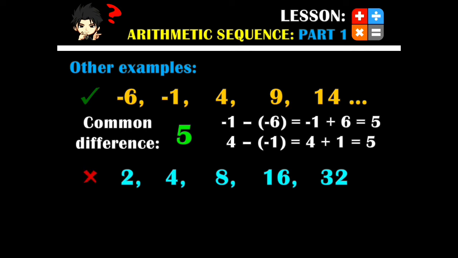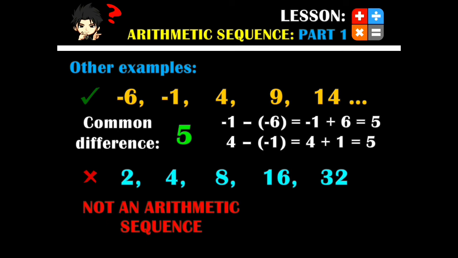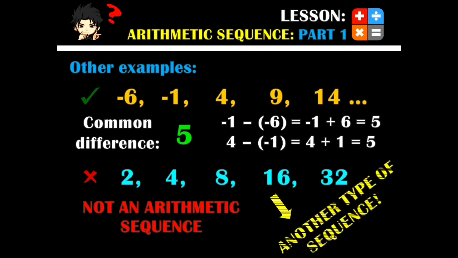The answer is no. Why? Because instead of adding a constant, the given sequence has a pattern of multiplying the previous numbers by 2 to get the next numbers. So therefore, this given is not an arithmetic sequence. However, it is another type of sequence that we will discuss in another video.